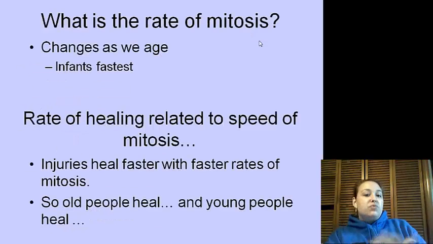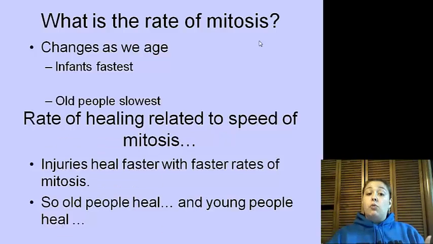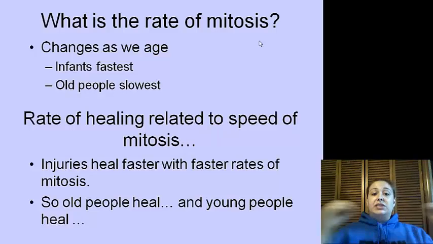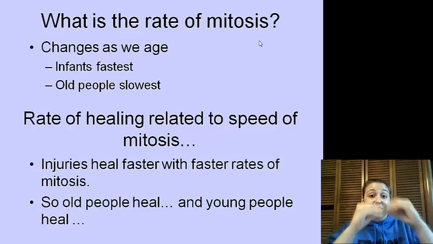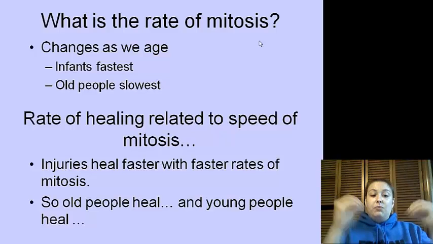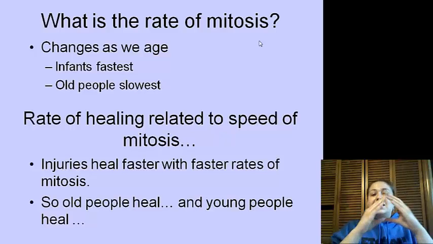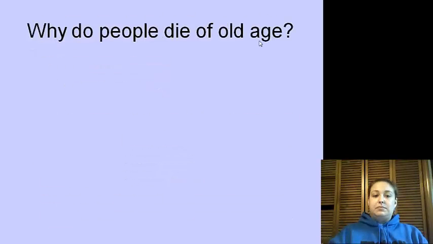Now, mitosis rate can change as we age. As infants, we tend to undergo mitosis much quicker, therefore grow much quicker. As we get older, our mitosis or cell division slows down. Now, this might affect the rate of healing. Injuries heal faster with faster mitosis rate, so as it divides quicker, the injury will heal. But in older people with the slower mitosis rate, healing takes a lot longer than it does if you are young.